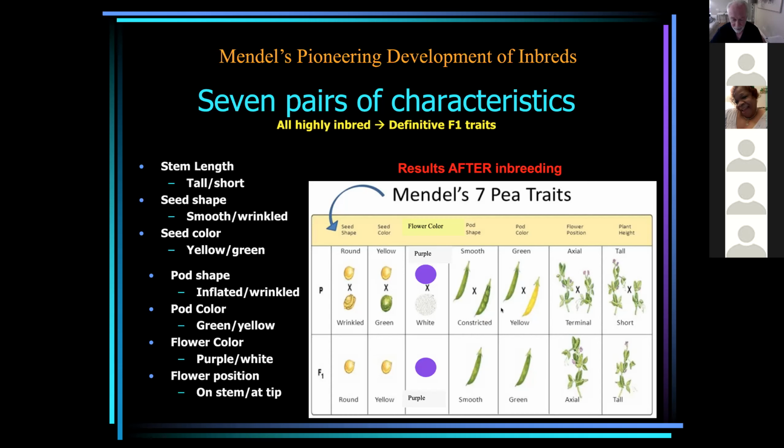Again, for each of these, he started out by inbreeding, so that he had pure lines of round, pure lines of wrinkled, pure lines of tall, pure lines of short, and everything in between. So he didn't start making crosses until after he had done all of this inbreeding.